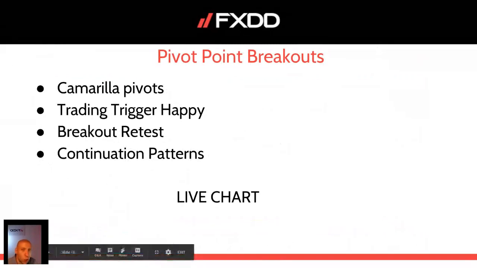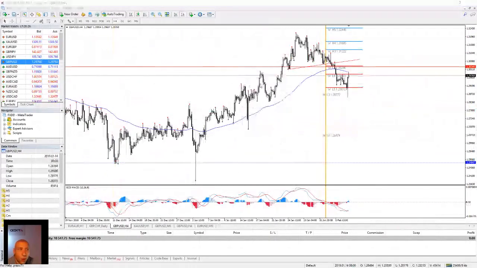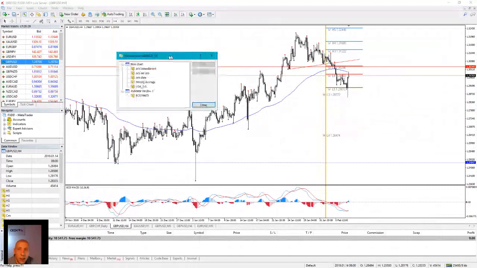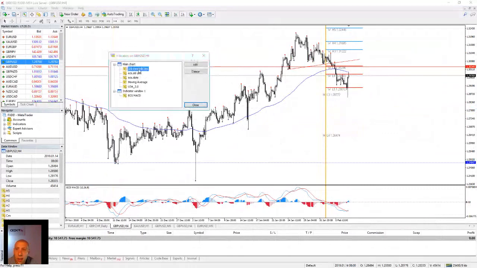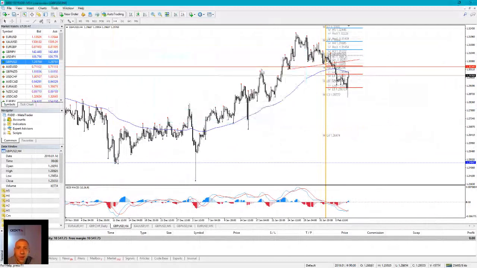This is my chart, and for example, what I do here is I go to the indicators list, go to Camarilla Pro. Okay, and here I will show you, mode current, show all. So all of the important Camarilla pivots are here.